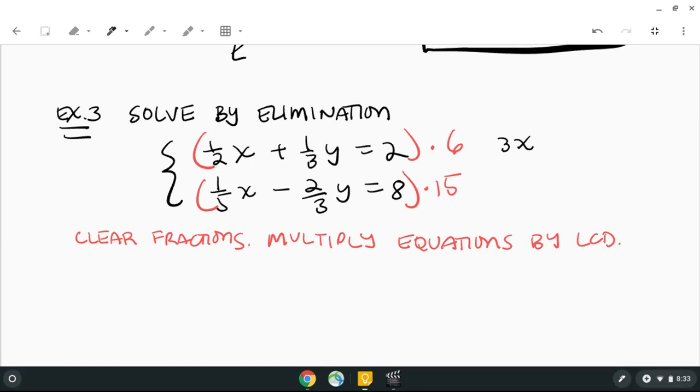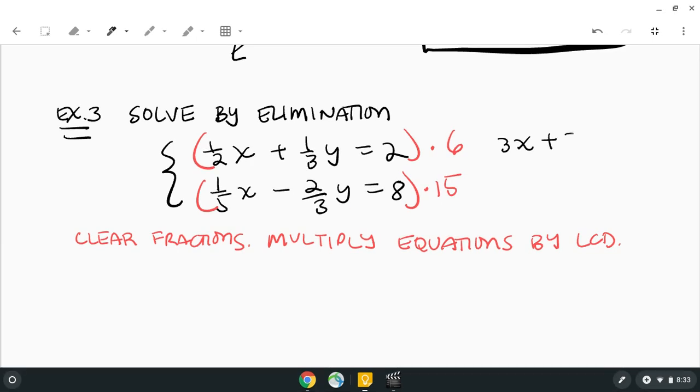1/3 of 6 is 2. 2 times 6 is 12. All right, so there we have that first equation rewritten so that we have no fractions.